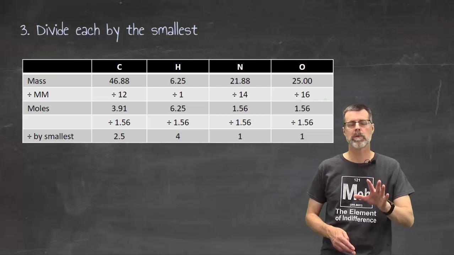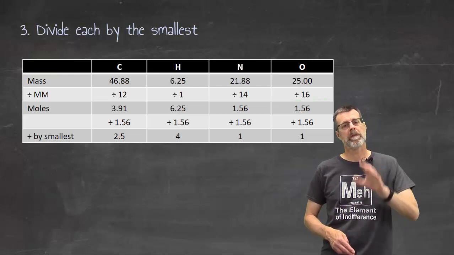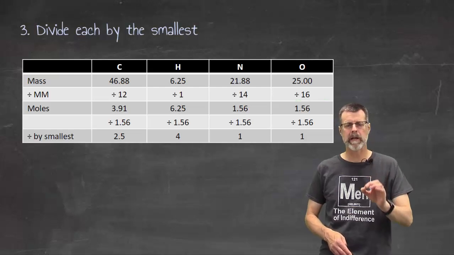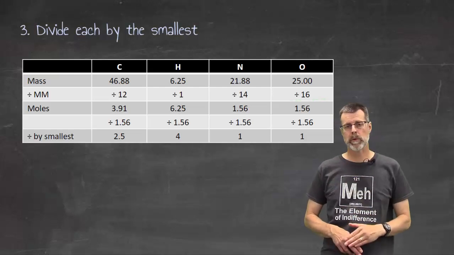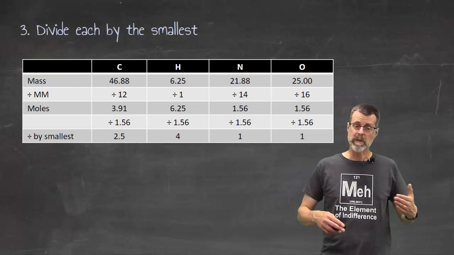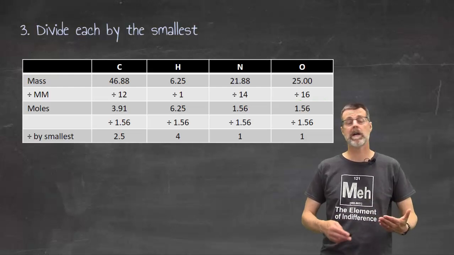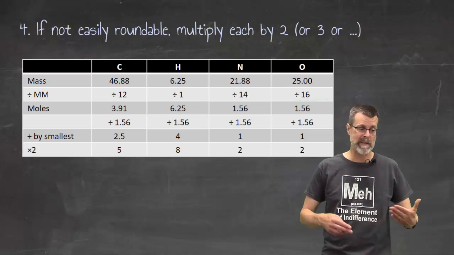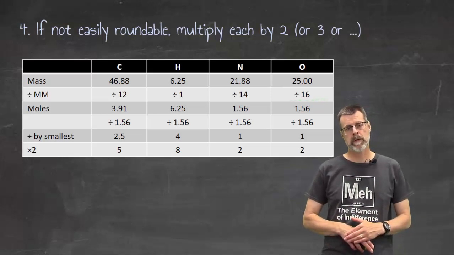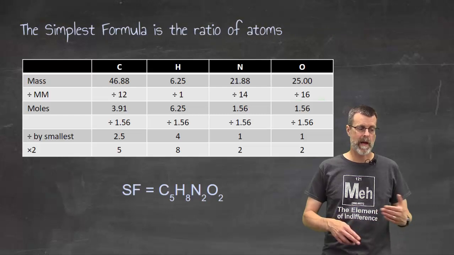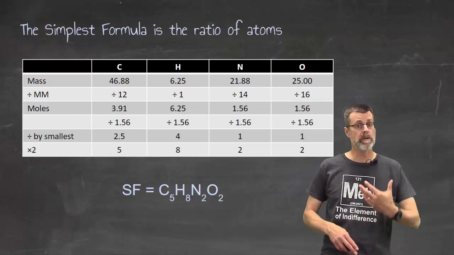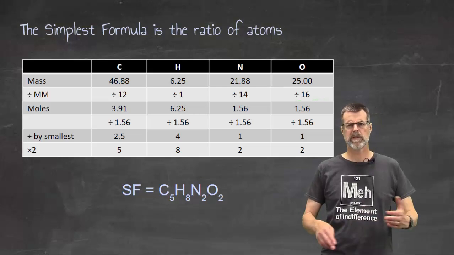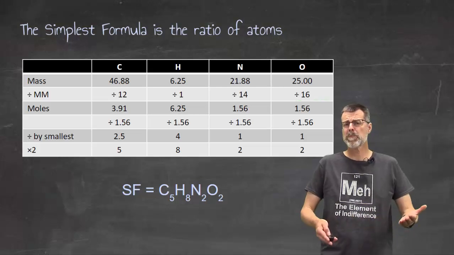And forget about the rounding rules that you had in math. These will work out really close, like 0.99 or something .5. If you get the .5, I cannot round that up, so I'm going to multiply everything by 2 in order to get a whole number ratio. And then my simplest formula is those numbers attached to the element that I was getting them from. So that's pretty much it.